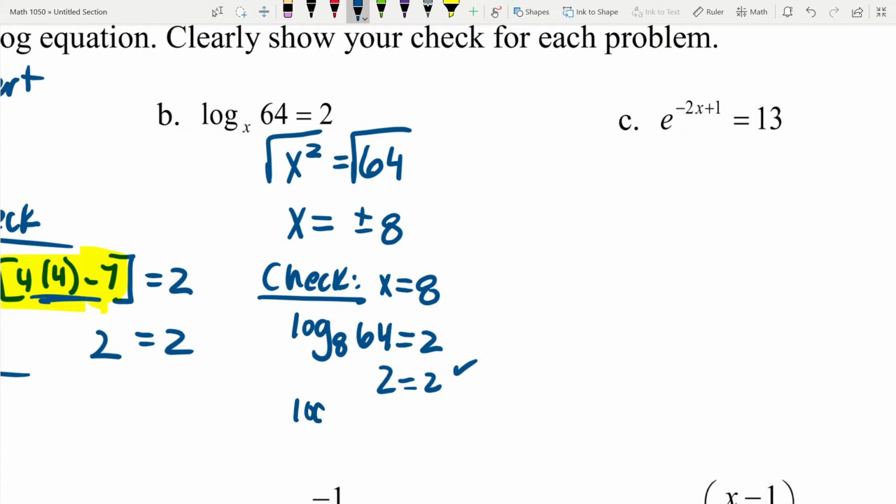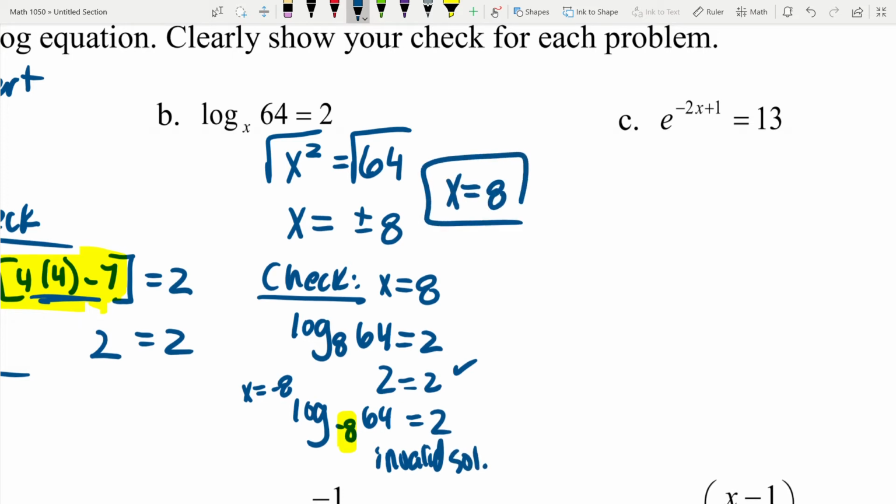Now I want you to put x equals negative 8, because I've got 2 answers. Log base negative 8 of 64 is equal to 2. Can you do that? No, you can't. Remember, this number right here has to be greater than 0. So you can't do that. So I'm just going to say invalid solution. My only answer is x equals 8, and I'm done. Okay, who says I'm good? I'm good, I'm good. Okay, great.